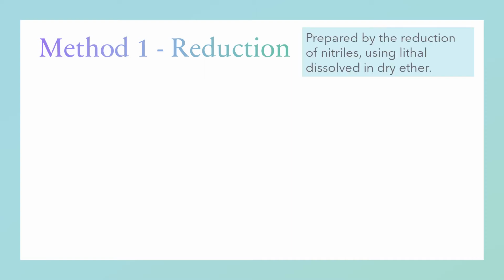Now, the first thing then we have to realize is that this is prepared by the reduction of nitriles using LiAlH4 dissolved in dry ether. Now, you should have come across LiAlH4 before, probably with Mrs. Dempsey's topics. So you should be familiar with it, that it's just a reducing agent, and we just write it. We don't write out the full name of it. We don't even write LiAlH4. We write an H with square brackets around it because that's the symbol for a reducing agent.